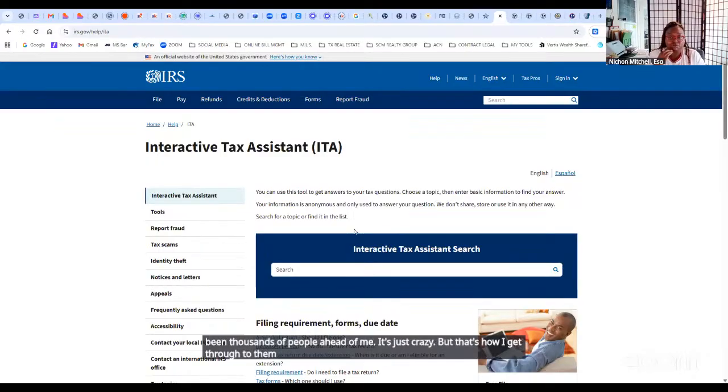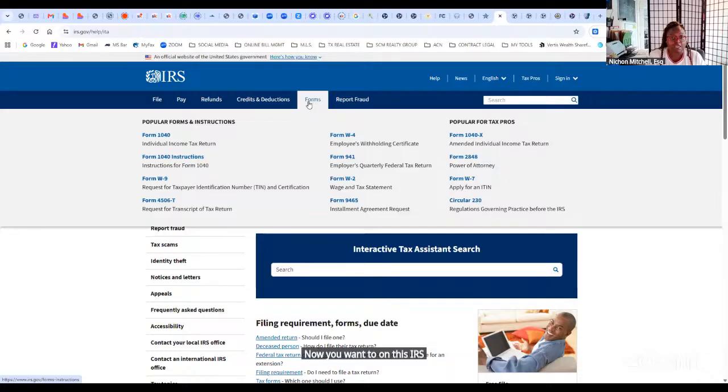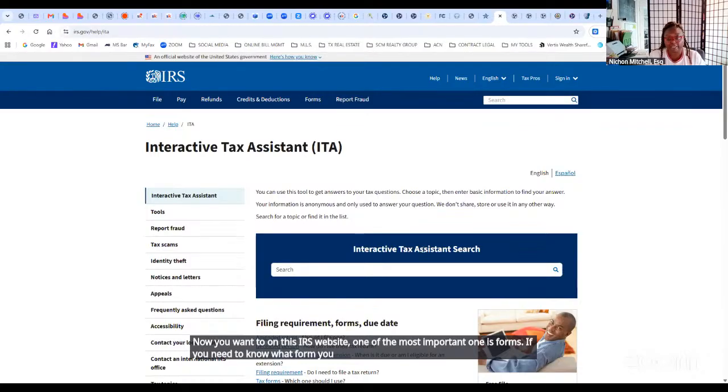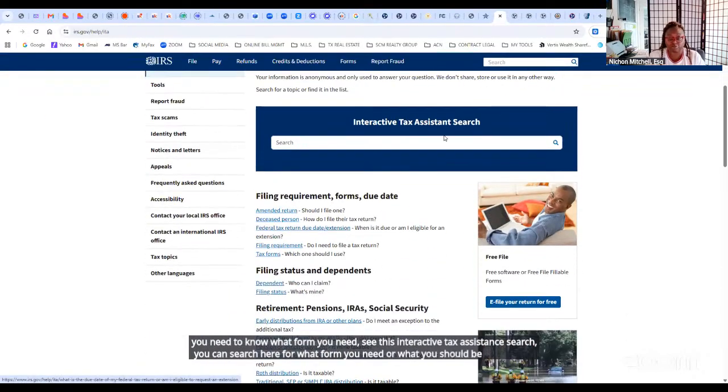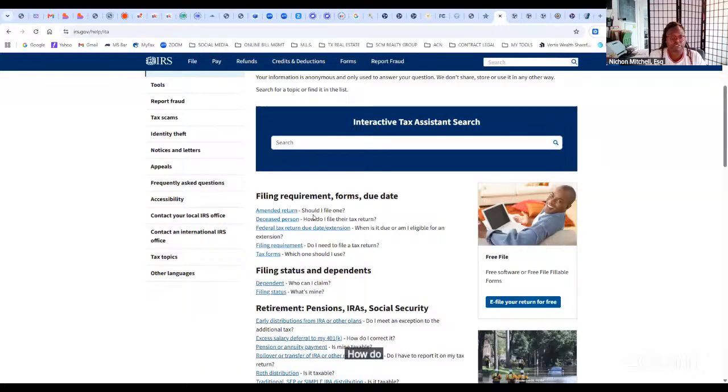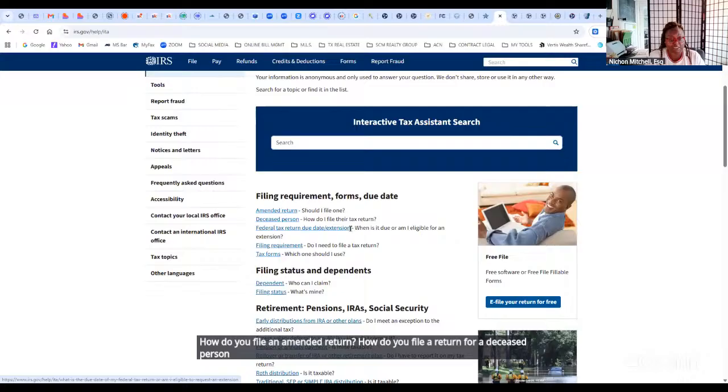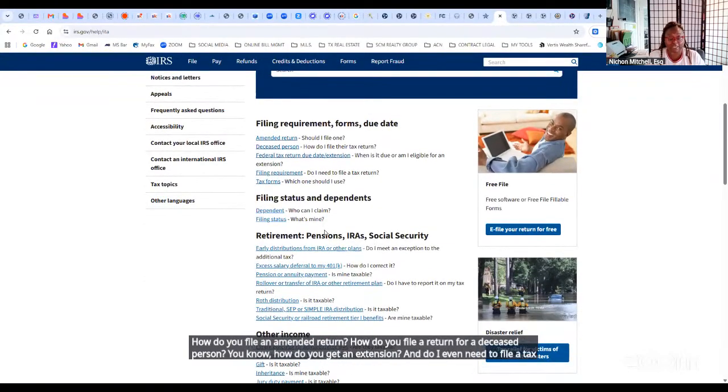Now, on this IRS website, one of the most important ones is forms. If you need to know what form you need, see this interactive tax assistant search. You can search here for what form you need or what you should be filing or what you should be doing. See, there's a lot of good questions here. How do you file an amended return? How do you file a return for a deceased person? How do you get an extension? And do I even need to file a tax return, and different filing statuses?